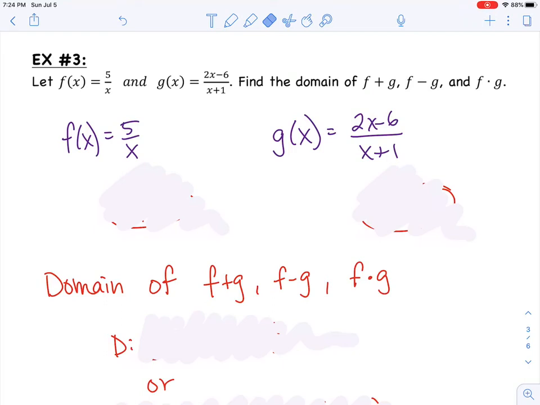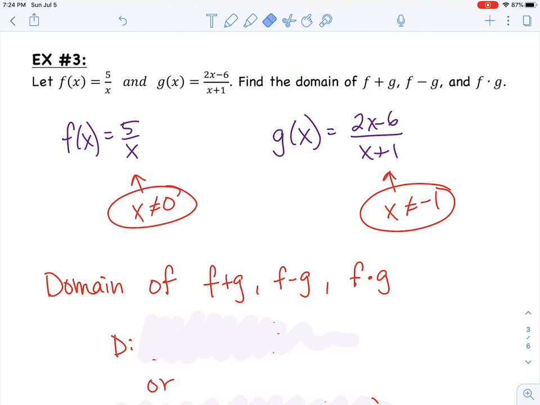Well, if f of x is 5 over x, what's f's domain? Are there any restrictions? Well, yeah, I notice that I have a variable in my denominator, and I have a restriction there because if x was 0, then there would be a 0 in my denominator. So I know that my domain for f is anything except for 0. What about g? Well, I notice that g is also a rational function. I have a denominator, and there's going to be a domain restriction anytime that denominator equals 0. And so what x is going to cause that denominator to equal 0? Well, it looks like my domain for g is anything except for -1.